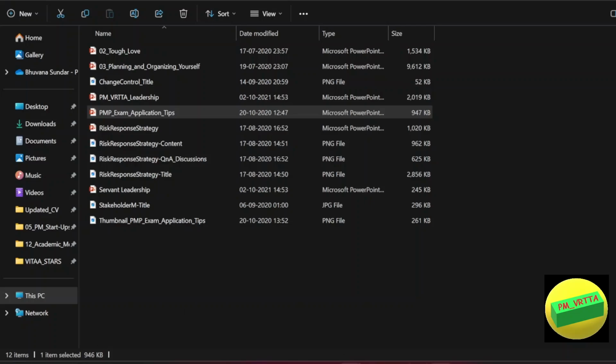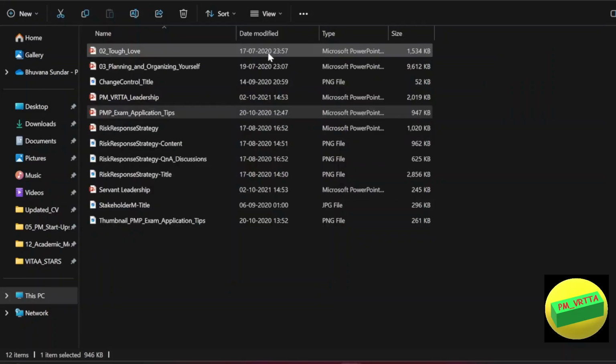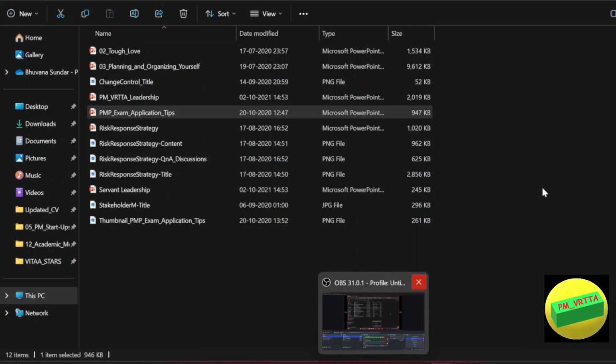Here is where I can quickly share my screen. Give me a minute. I am going to share my screen. Are you able to see my screen?